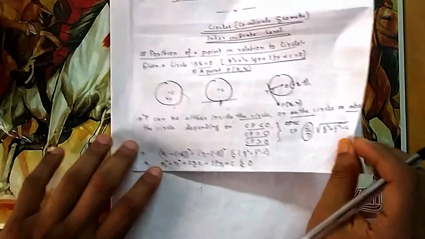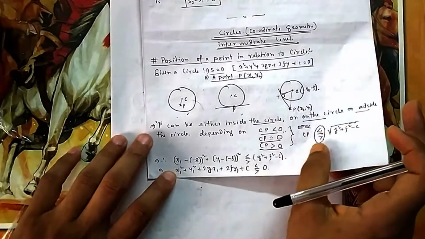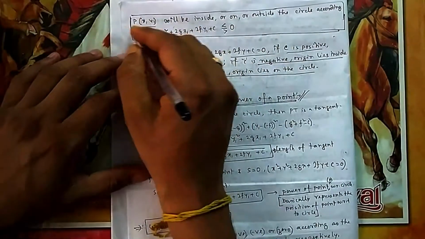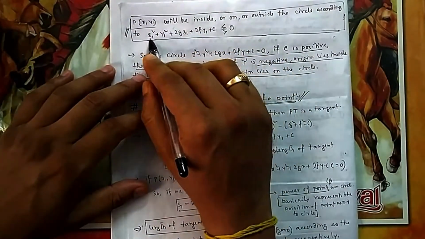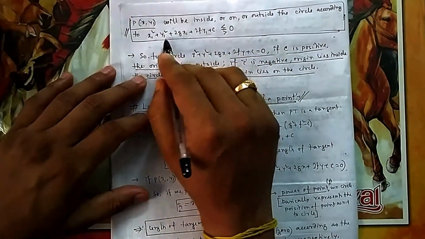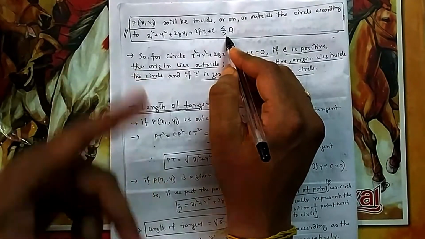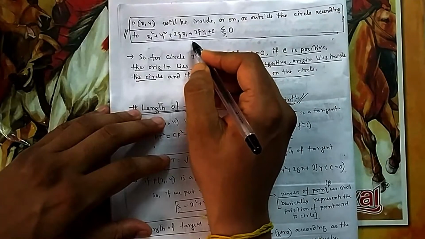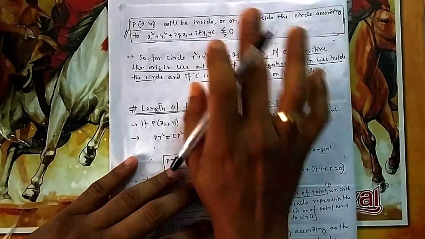This is nothing but, you can see, you have just put the point: x1 square plus y1 square plus 2g x1 plus 2f y1 plus c, compared as less than, equal to, or greater than zero. Based on this, P will be inside, on the circle, or outside. This is the conclusion we draw from this article. If it is less than zero, then it is inside. If you put the point in the equation and it is equal to zero, then it is on the circle. If it is greater than zero, then it is outside the circle. And this one we will also know at a later stage as the power of a point, which is generally represented by S1. So you can remember it that way also.